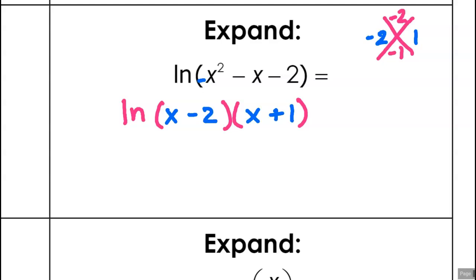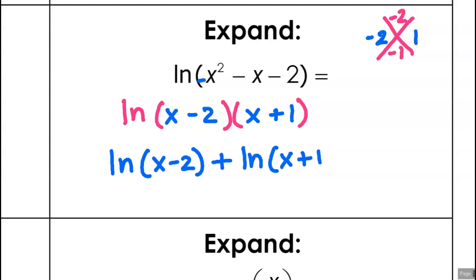So now I have the log of two terms being multiplied together. I can expand this into two logs by taking the arguments and creating a log for each one and adding those two. This is how you expand one log into two logs.